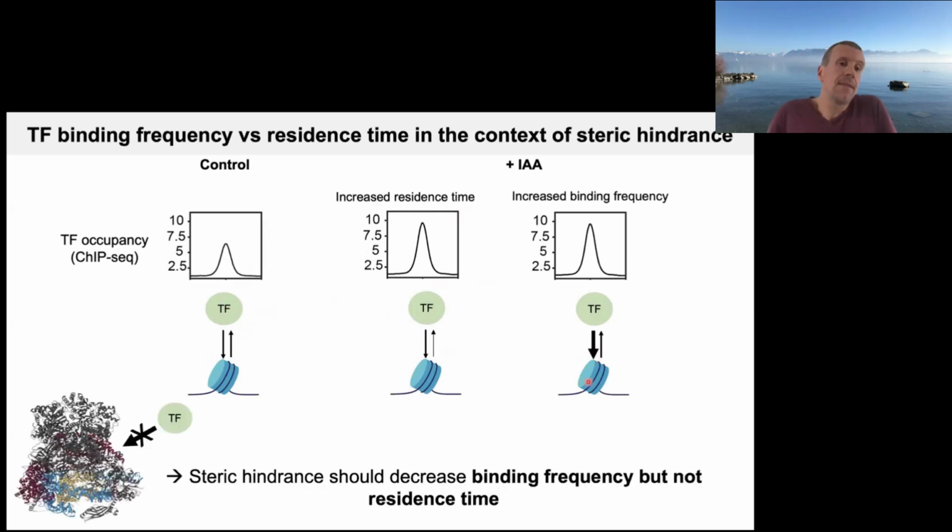And so we reasoned that if it's really steric hindrance, either the transcription factor can bind to the nucleosome, or when SRCAP is there, it cannot bind at all. So we're expecting that steric hindrance should decrease binding frequency, but not residence time. In contrast, if you had a change in, for example, the chemical composition of histones on the nucleosomes, you would expect a change in binding affinity for the transcription factor and a change in residence time.